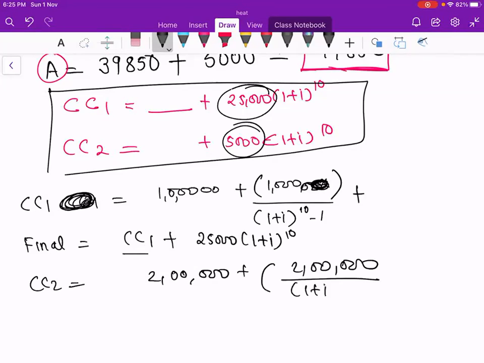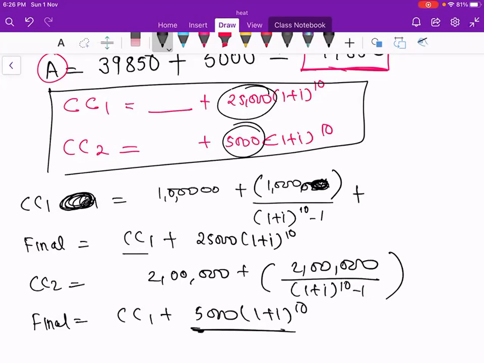Okay, 1 plus i to the power 10 minus 1. And final CC1 will be 5,000 (1 plus i)^10, and this is the future value. So bring it back to the present value.